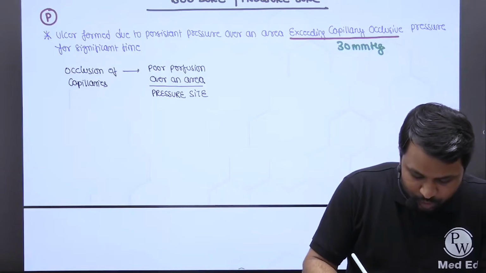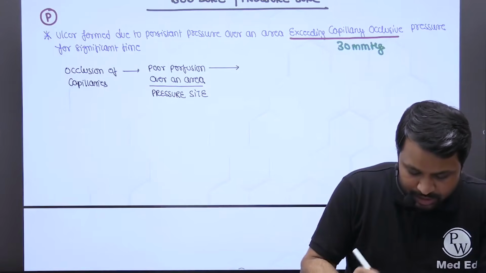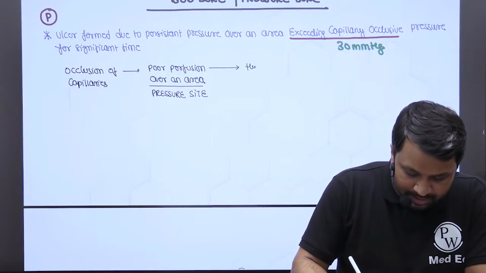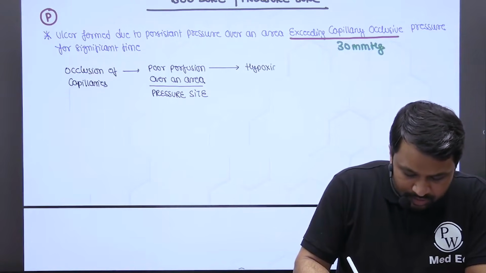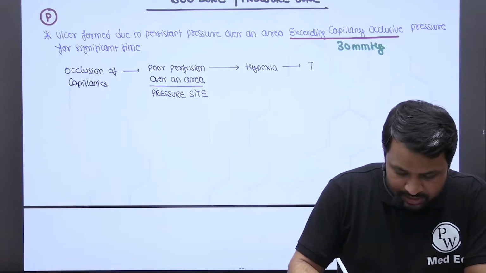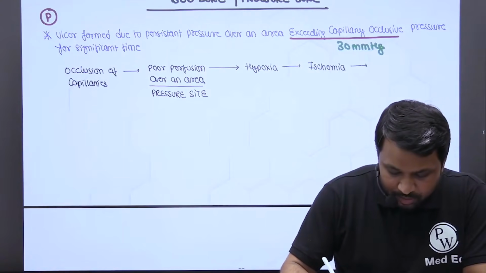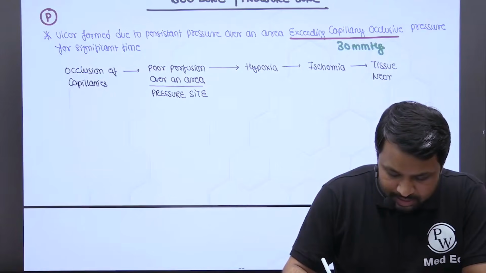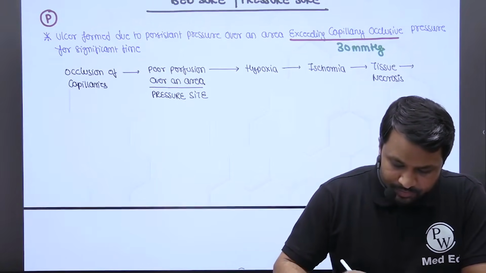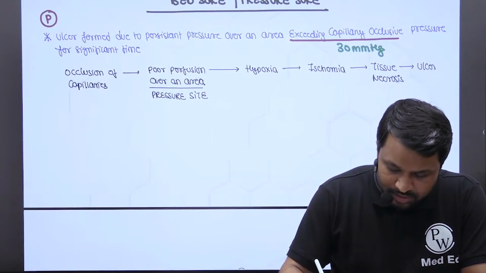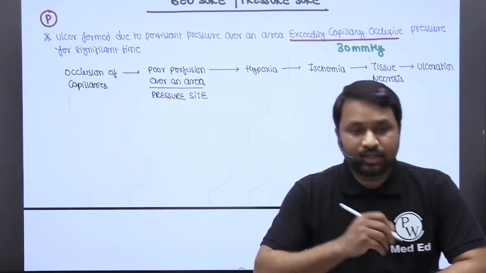Now, because of this poor perfusion over an area or a pressure site will result in hypoxia. This hypoxia will result in ischemia to that particular site, and this ischemia will result in tissue necrosis, and this tissue necrosis will result in ulceration.